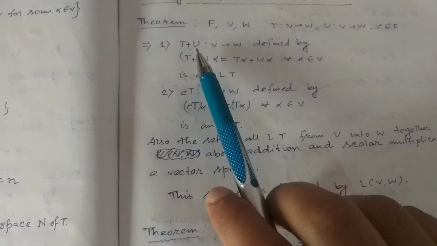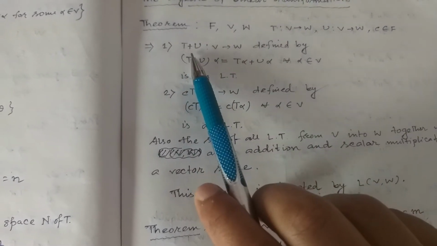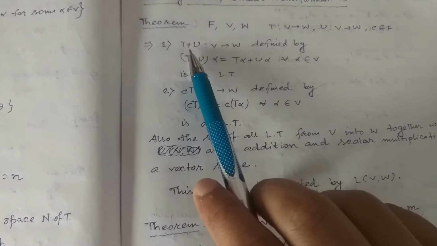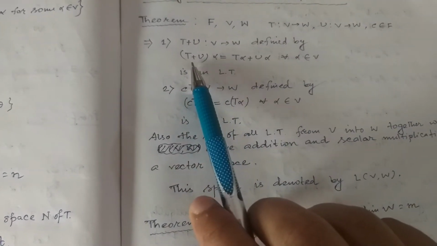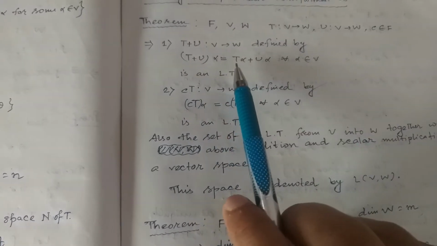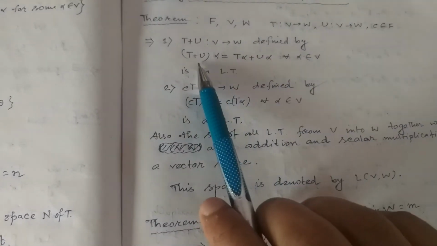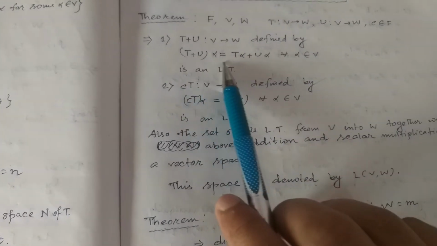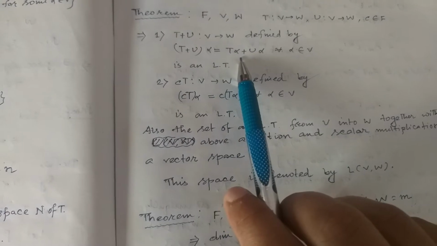So first of all, we define T plus U. It is also a mapping. Now I am not saying it is a linear transformation yet. First of all, it is a mapping from V to W defined by (T plus U)(alpha) equal to T(alpha) plus U(alpha) for all alpha belonging to V. So it is a definition. Now you can easily check that T plus U is also a linear transformation.